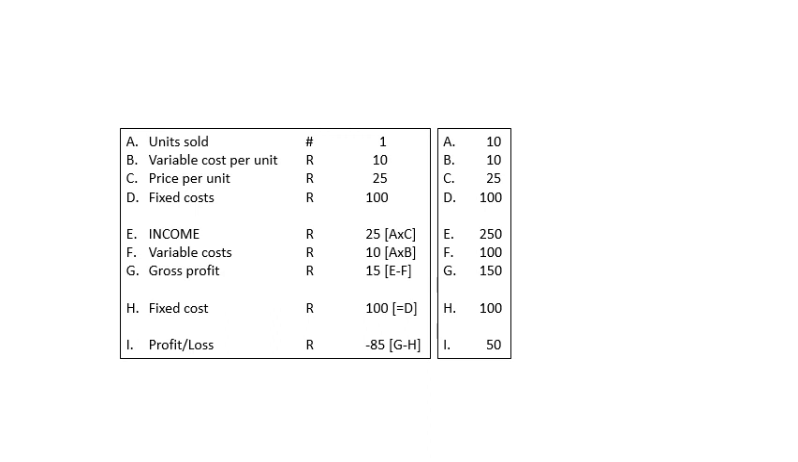So now, in this little example, we're selling 10 units. The variable cost remains the same. The price per unit remains 25 Rand. The fixed costs are 100 Rand. And so your income is 250 Rand, which is 10 times 25. The variable cost is 100 Rand, which is 10 units times 10 Rand, the variable cost per unit. The gross profit now is 100 Rand from 250 Rand, so it ends up as 150 Rand gross profit, but you still have to subtract the fixed costs, which remain at 100 Rand. So now you make a profit of 50 Rand.